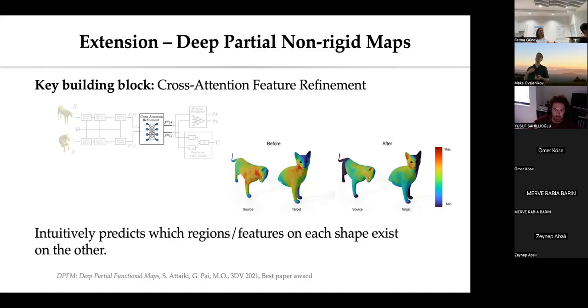In principle, it's binary, but we train it kind of soft. So during training, the ground truth is binary, we know zero or one, but we try to predict soft.